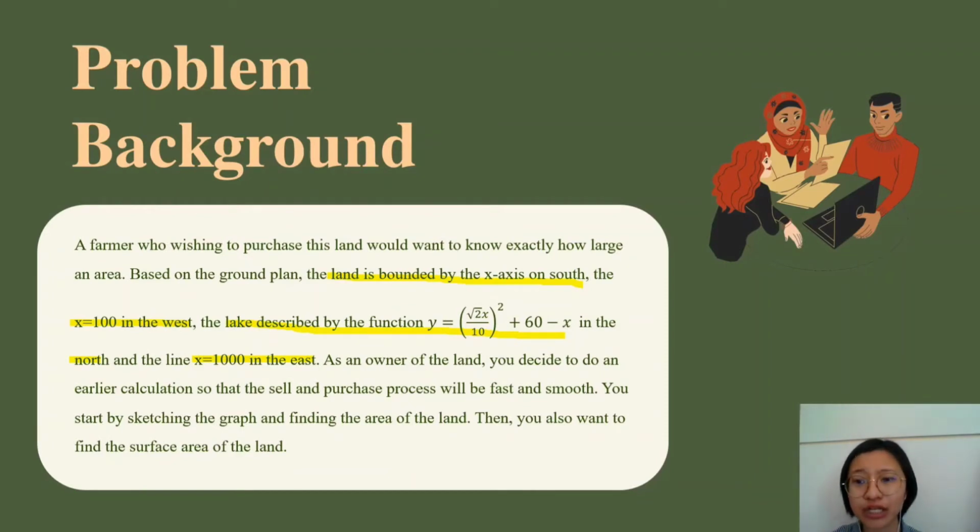So, the knowledge of Chapter 6, Applications of Integrations, is applied in this case study for us to solve the problem. Besides, we were given an identity, which is as the owner of the land. So, as the owner of the land, we ought to know the area of our land so that we can determine the selling price of our land, because area of land is significant in determining the selling price of the land. So that's all for problem background. Later, I will continue with the solution of case study.